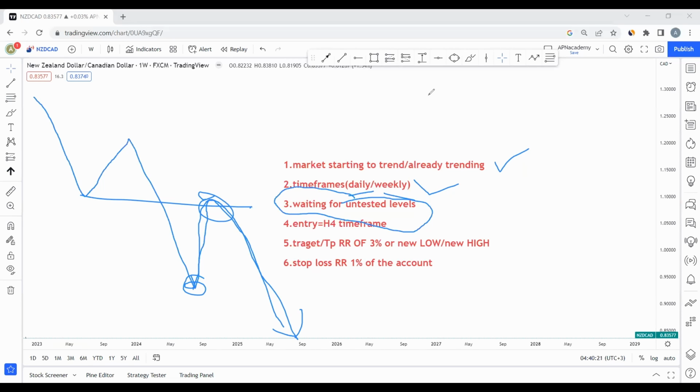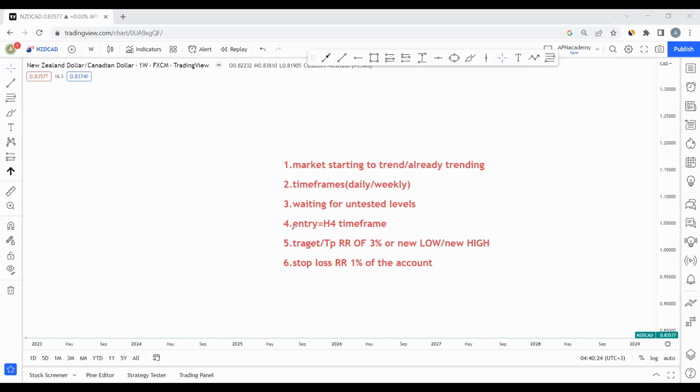So let me just clear this. Then the fourth is we're going to be looking at the entry. Where we're going to be taking our entry from? We're going to be taking entry from our H4. Why? Because majorly I'm going to be using my weekly, right? Remember we said we're going to be using weekly and daily. Now, if you're using weekly, you're supposed to be using H4. If you're using daily, you're supposed to be using H1 to take your trade.